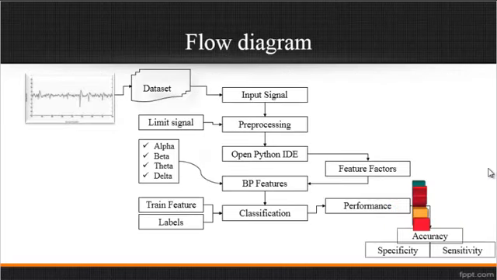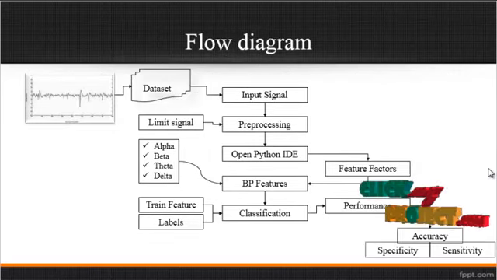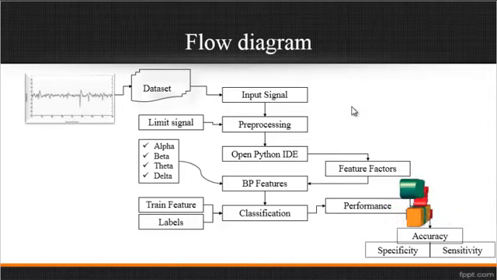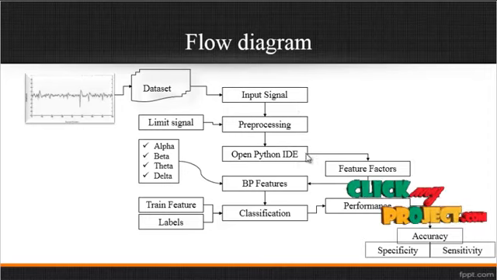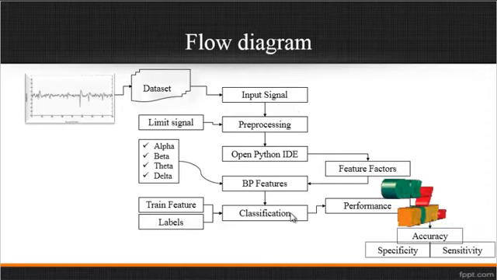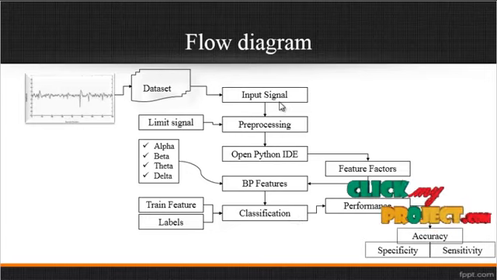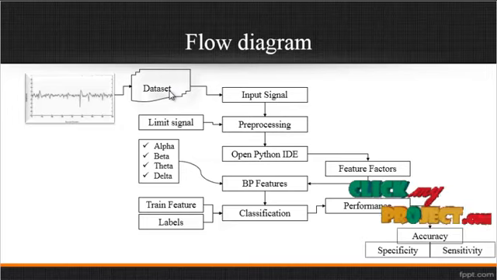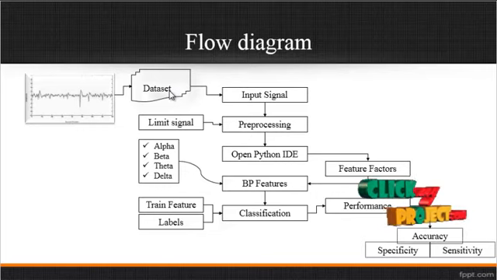Now we are going to discuss the flow diagram of the process. This is the overall working flow of this process. The working flow consists of input signal, preprocessing, then feature extraction, then classification, and finally the performance estimation. At first the input signal is taken from the dataset. The dataset consists of several signals, having both the depression as well as the normal signals.